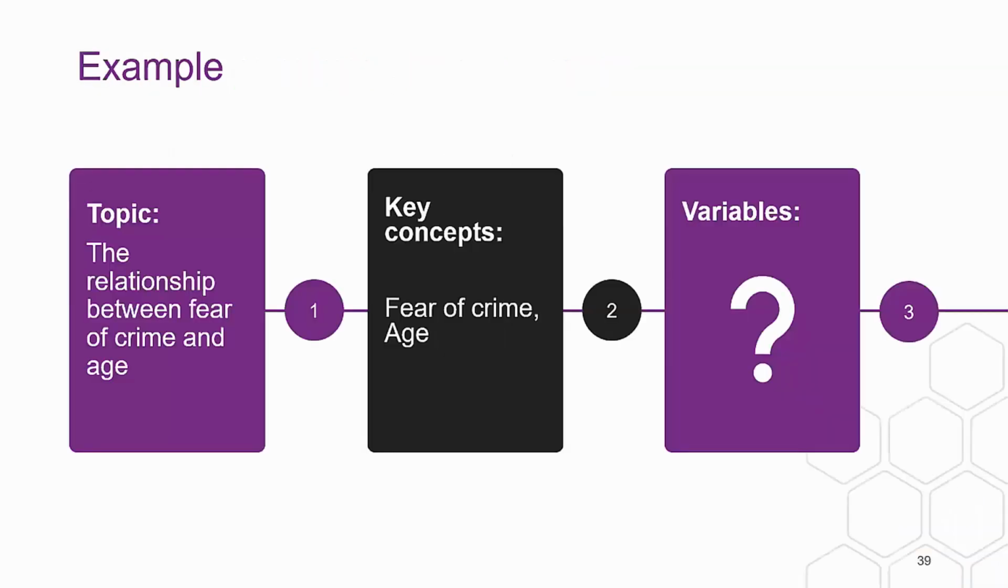So for example, let's say we were interested in looking at the relationship between fear of crime and age. We need to find some data that has variables that measure these key concepts, fear of crime and age, that will allow us to formulate and/or answer a research question about them.